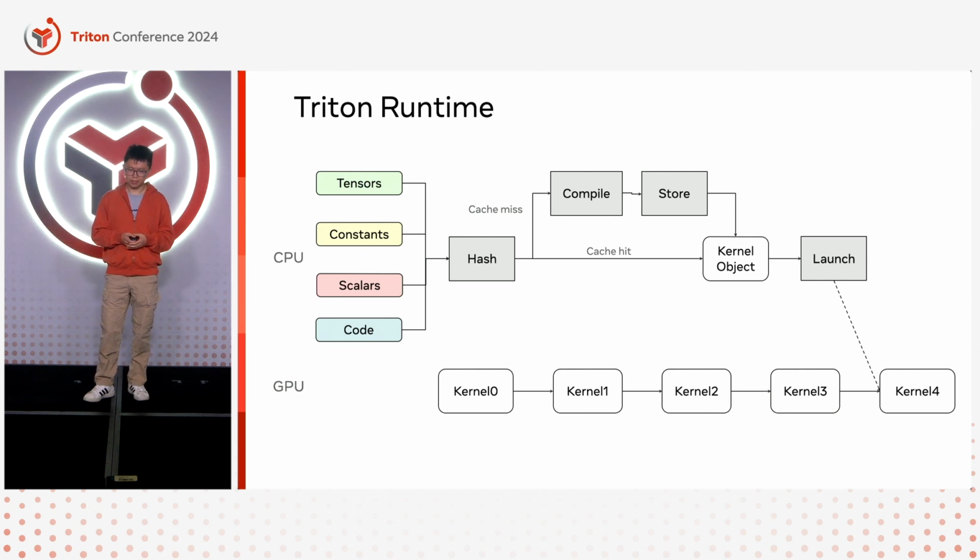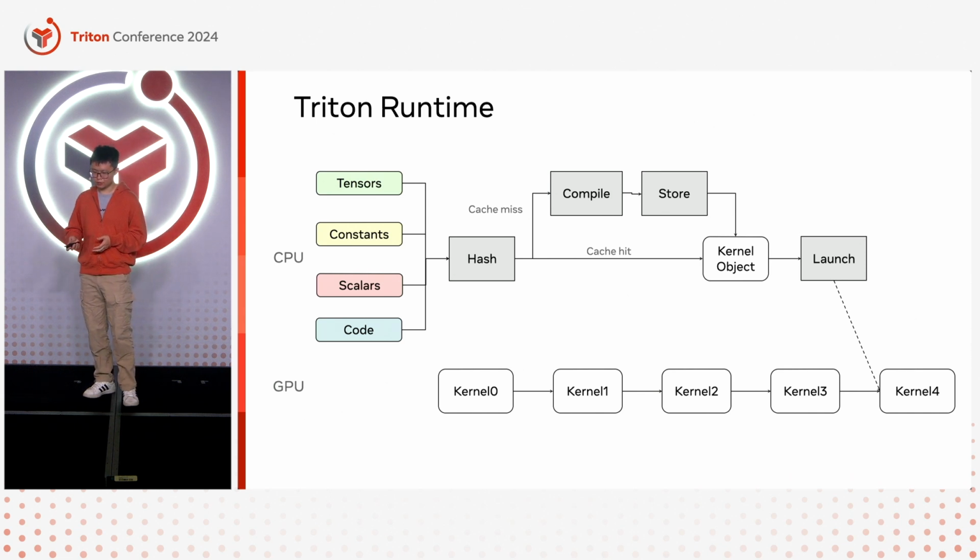Otherwise, if we got a cache hit, that means we have already compiled this kernel. In this case, the only thing we need to do is grab the corresponding kernel object. After the kernel object is in DRAM, we are going to launch it, given the tensors, constants, and scalars. Then the launched kernel will be offloaded to the GPU.